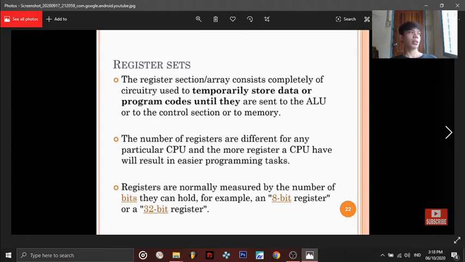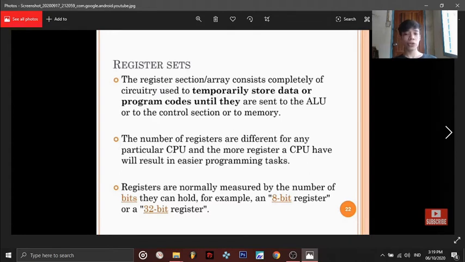Register sets. The register section array consists completely of circuitry used to temporarily store data or program codes until they are sent to the ALU, the control section, or to a memory. The number of registers is different for any particular CPU, and the more registers a CPU has, the easier the programming tasks.